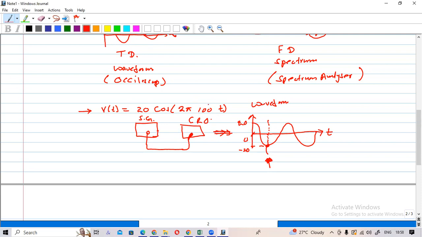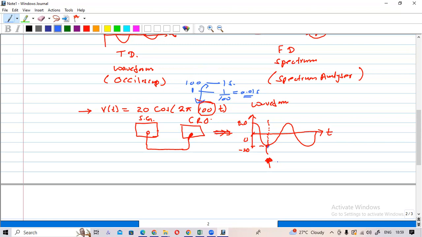This is the frequency, the number of cycles per second. So that means 100 cycles per 1 second. So what is one cycle time? That is 1 divided by 100. This is one cycle time. So that is equal to 0.01 second.